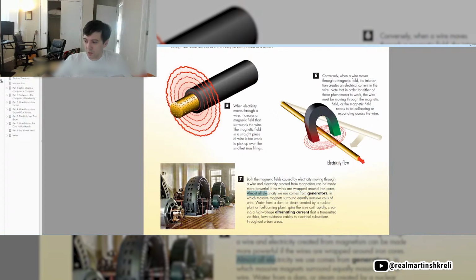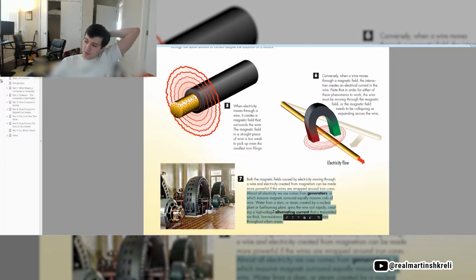Almost all electricity we use comes from generators, in which massive magnets surround equally massive coils of wire. Water from a dam or steam created by a nuclear plant or fuel-burning plant spins the wire coil rapidly, creating a high-voltage alternating current that is transmitted via thick, low-resistance cables to electrical substations throughout urban areas.